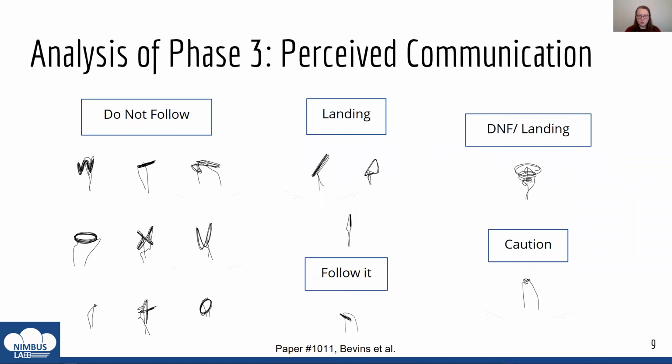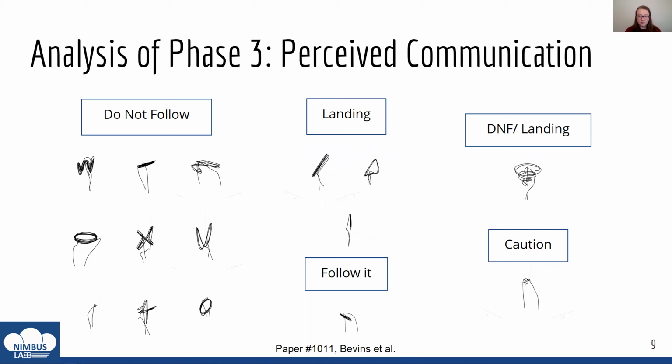Pictured here, we can see the most popular responses for question 1, which was looking to answer that communication aspect, specifically of what would the drone say to you. From these results, we can assume that participants would perceive a UAV to be blocking a path given large movements across the x-axis with or without movement in the z-axis.